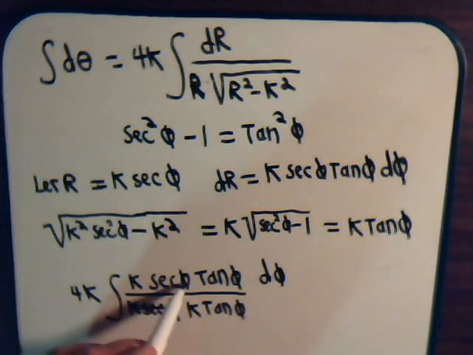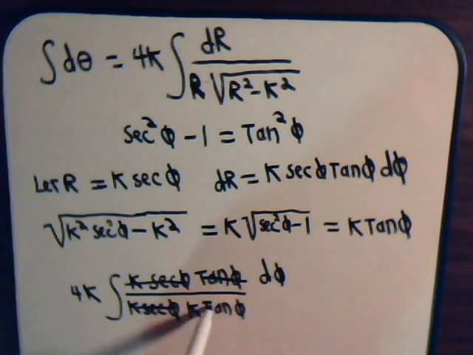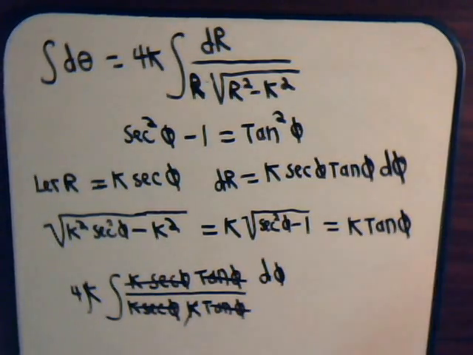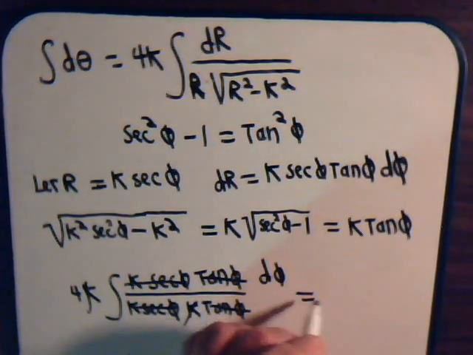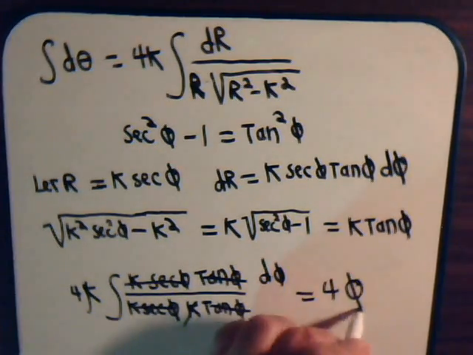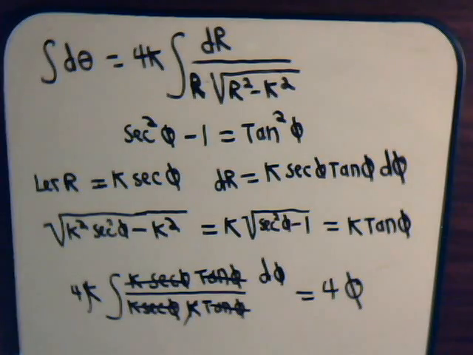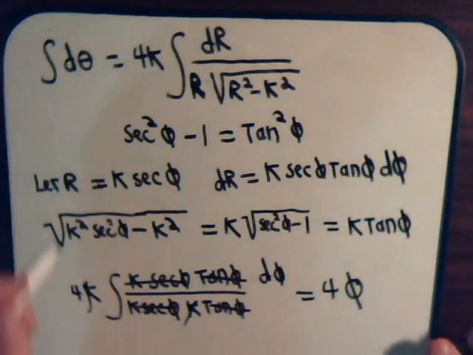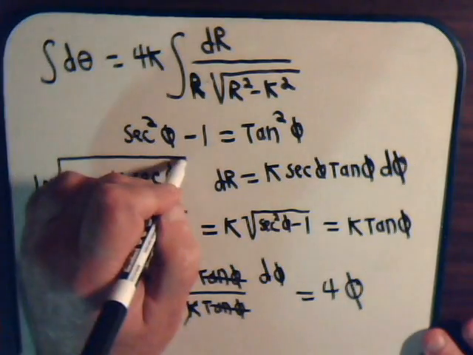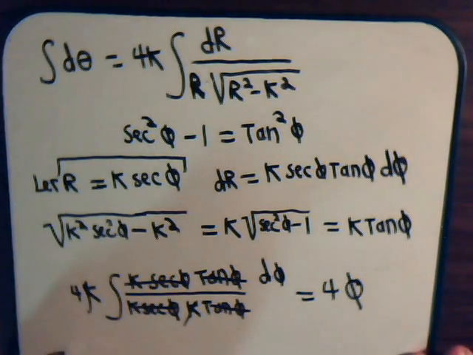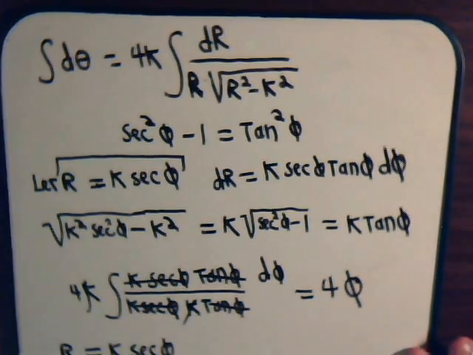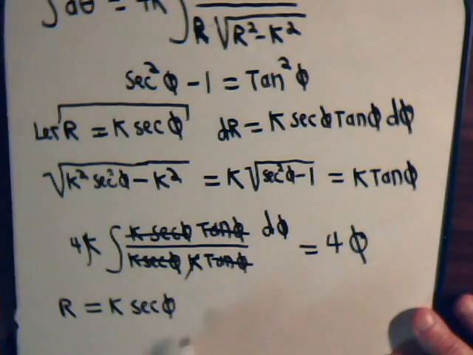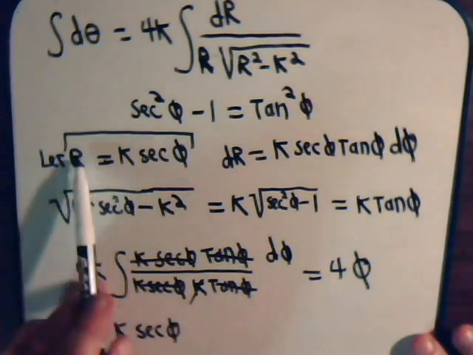So these will cancel, these cancel, this cancels. So we have the integral of d psi times 4, so that's just 4 times psi. But where did psi come from? That came from this substitution right here. So we had r equals k times the secant of psi. This is just from our substitution that we did right here.